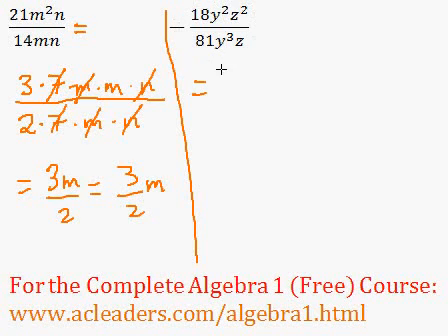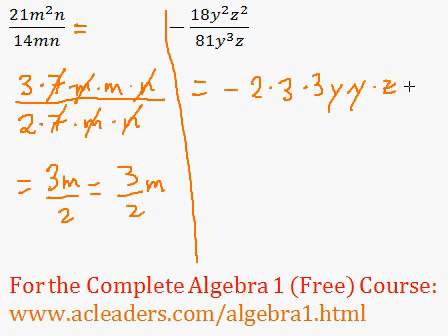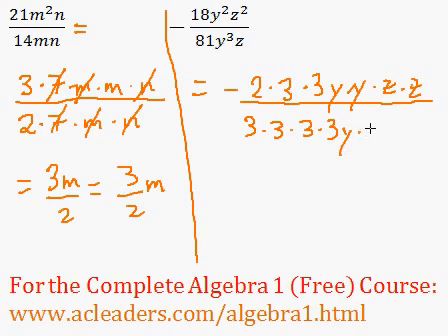Okay, how about this one on the right? So if I just break 18 down, I can have 2 times 9, or 2 times 3 times 3. Now y squared is y times y times z, since we have z squared all over 81. So that's actually 3 to the 4, which is 3 times 3 times 3 times 3. Y cubed means we have 3 y's over here, times z.